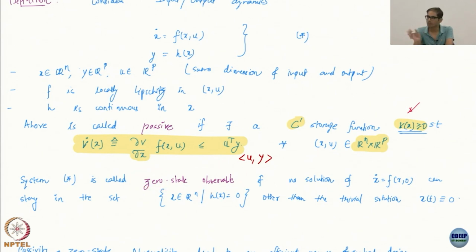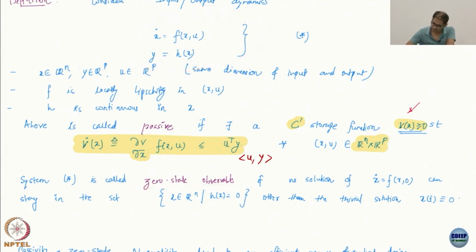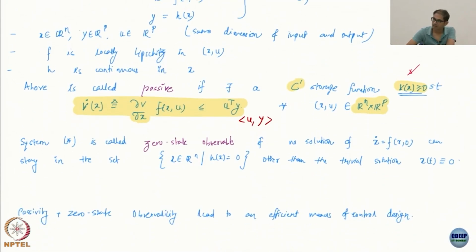This is very much like the observability that you know from linear systems, the definition itself, but just a generalization to nonlinear systems, not a big deal. What is it? The system is called zero state observable if no solution of x dot equal to f(x, 0) can stay in the set h(x) equal to 0 other than the trivial solution, okay. As of now I am just reading this, okay.